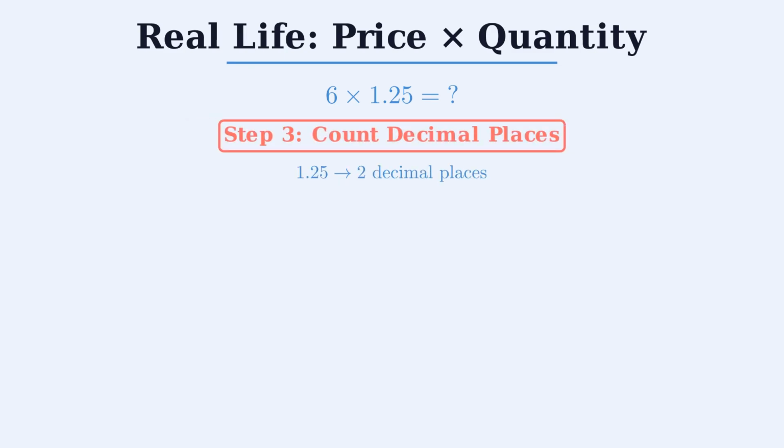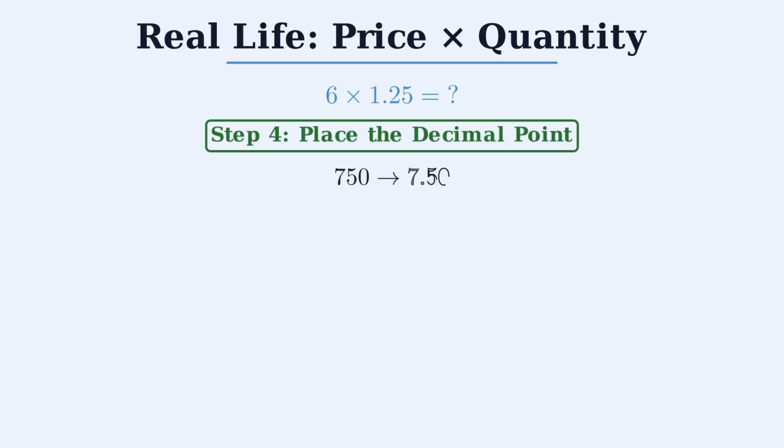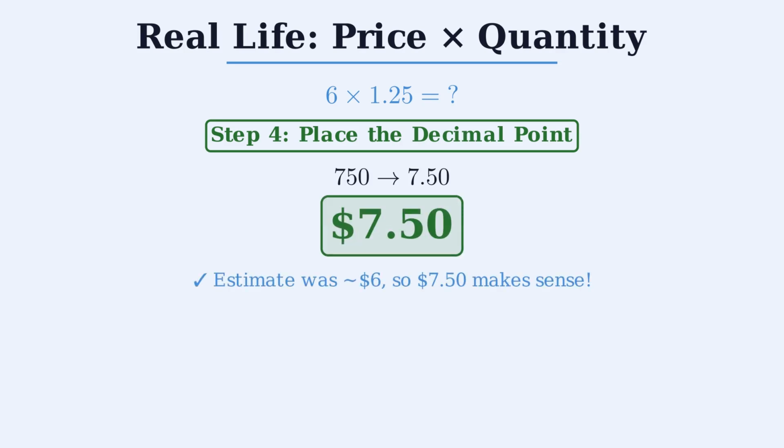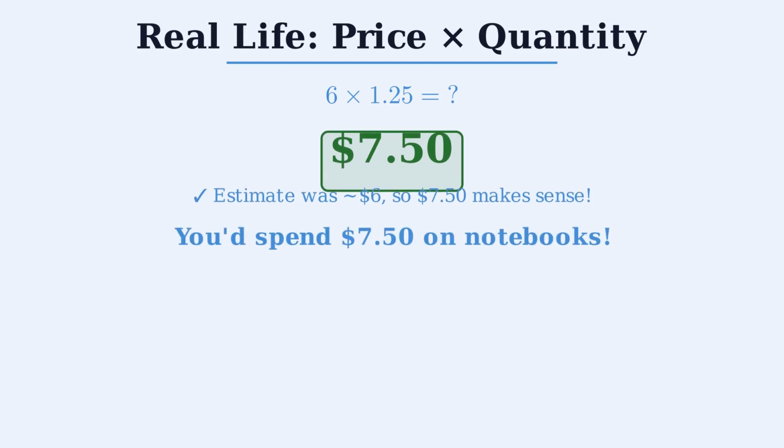Step 2. Multiply as whole numbers. 6 times 125. That's 6 times 100, which is 600, plus 6 times 25, which is 150. So 600 plus 150 equals 750. Step 3. Count decimal places. The number 1.25 has 2 decimal places and 6 has 0. Total, 2 decimal places. Step 4. Put 2 decimal places in 750. That gives us 7.50. And our estimate was around $6, so $7.50 makes sense. You'd spend $7.50 on notebooks.